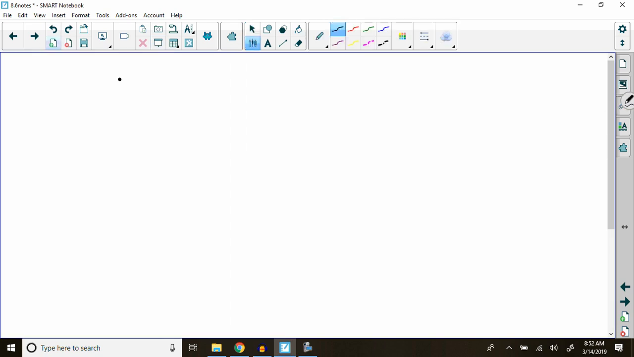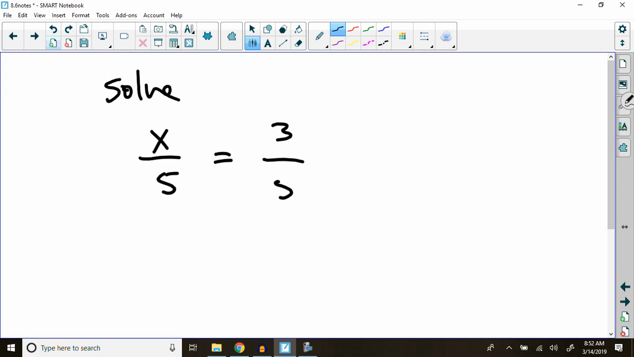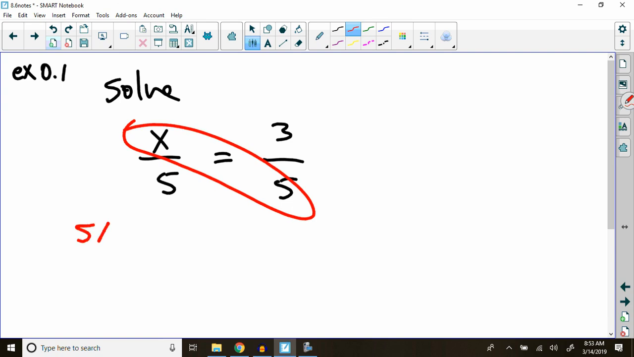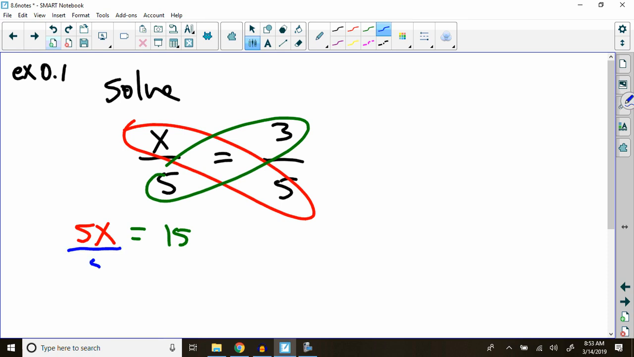Let's try to solve something like this. Let's try to solve X over 5 equals 3 over 5. So this is example 0.1. You know that you're supposed to cross multiply, right? So we find the cross product. X times 5 is 5x. And we find the other cross product, that's 3 times 5. That's 5 times 3, which is 15?